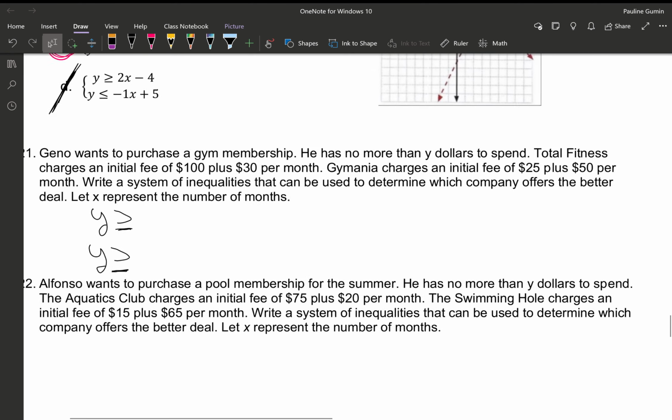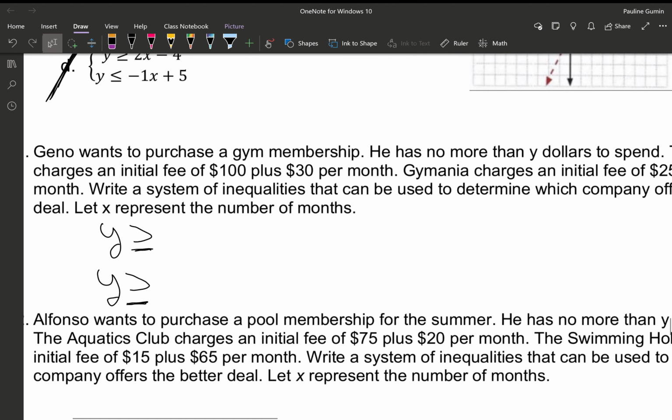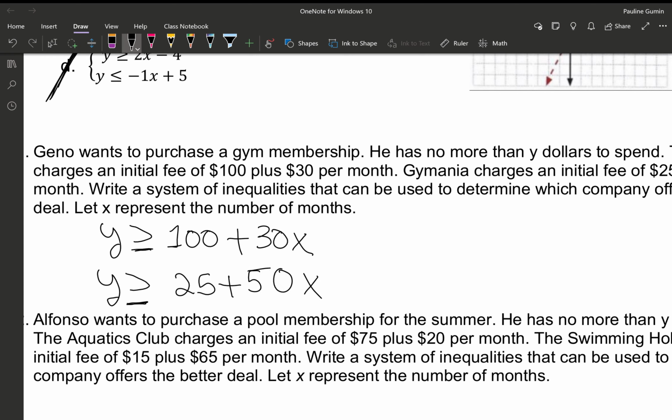All right, now let's take a look at Total Fitness. Total Fitness charges an initial fee of $100 plus $30 per month. So Total Fitness gets $100 no matter what, then plus $30 per month. Gymania has an initial fee of $25, so you've got to pay that no matter what, and then you pay $50 a month.